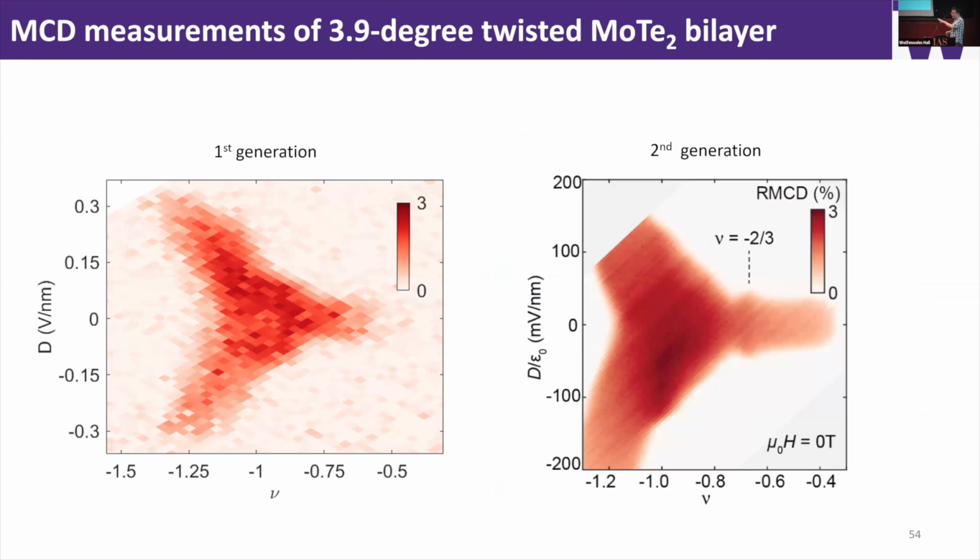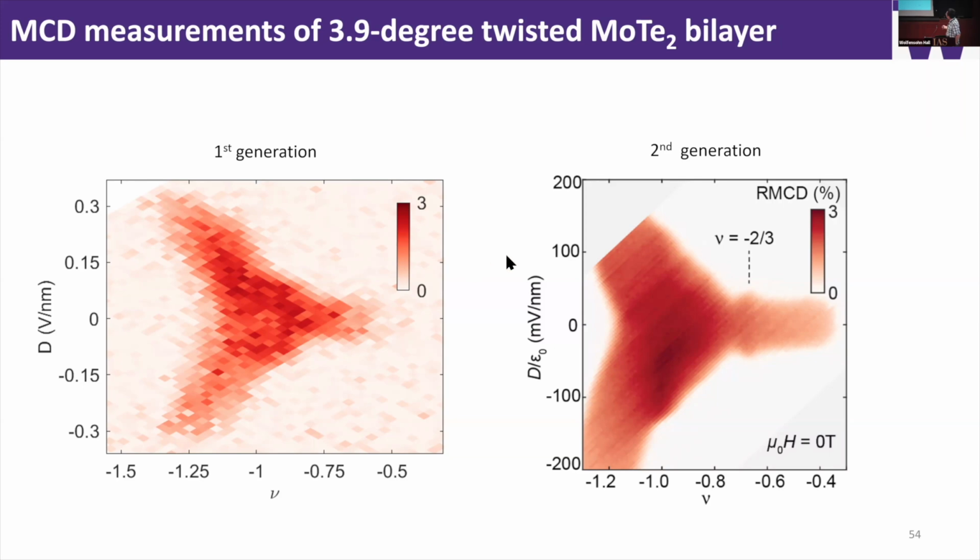So that's the first generation of the sample we have on the left-hand side. And you can already see there's a little signature of something at these fractional fillings, but it's not clear because the sample quality was not great. When I say sample quality, mainly in this case, it is the moiré disorder, okay? And then we worked on the samples and we improved it.